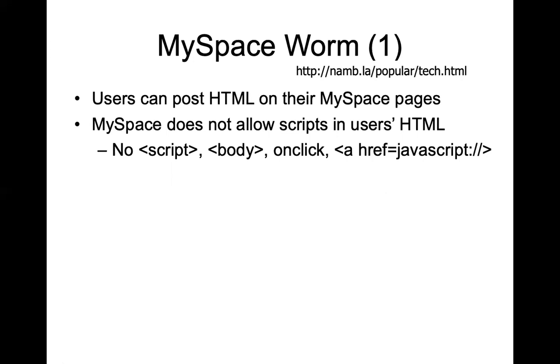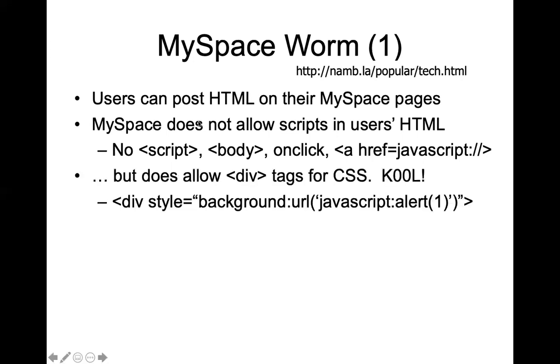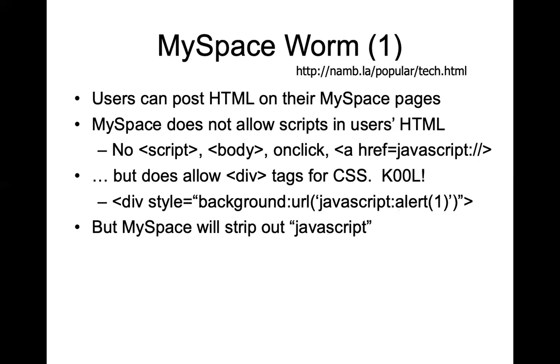But it did allow for div tags in cascading style sheets, and the attacker saw an opportunity here. It did allow for things like div style, background URL, JavaScript alert. The problem, of course, is that if you put something like this, the JavaScript over here is going to signal that what follows is JavaScript, and it is going to be filtered out. MySpace is very clever. The MySpace web server is very clever. Its filtering strategy strips this out.